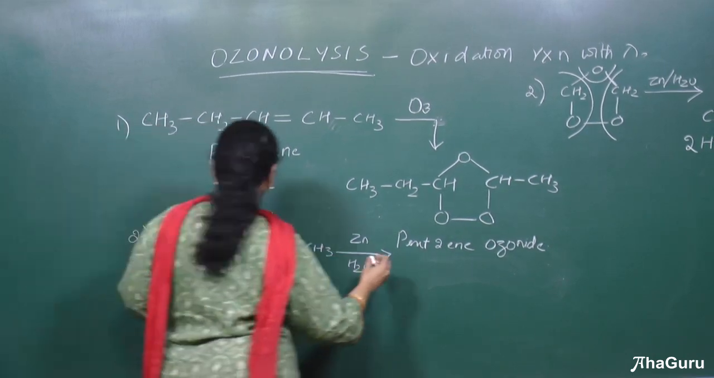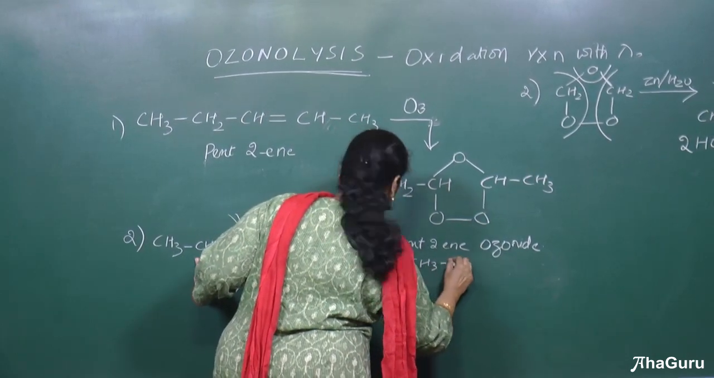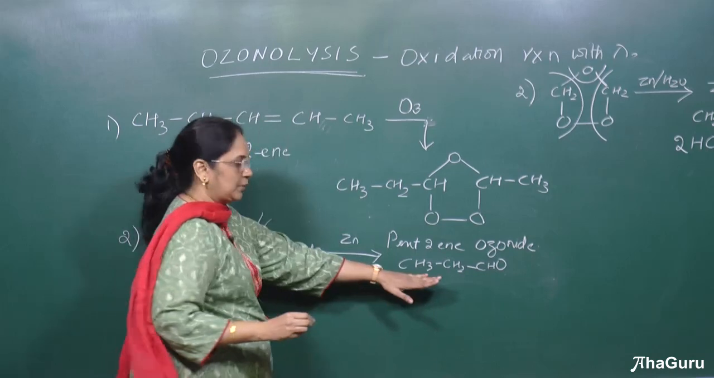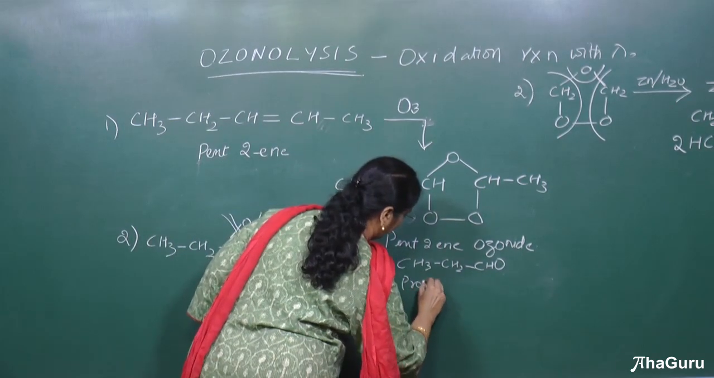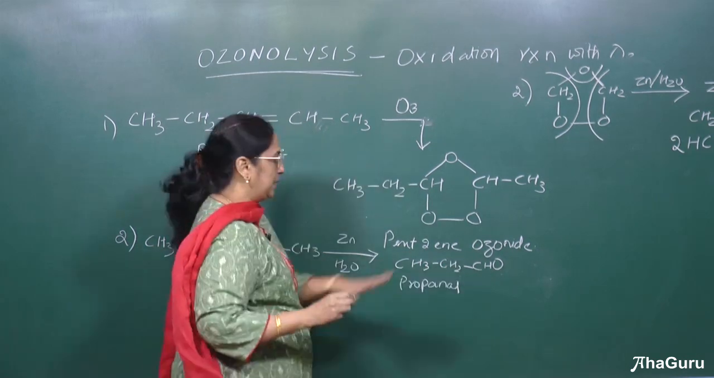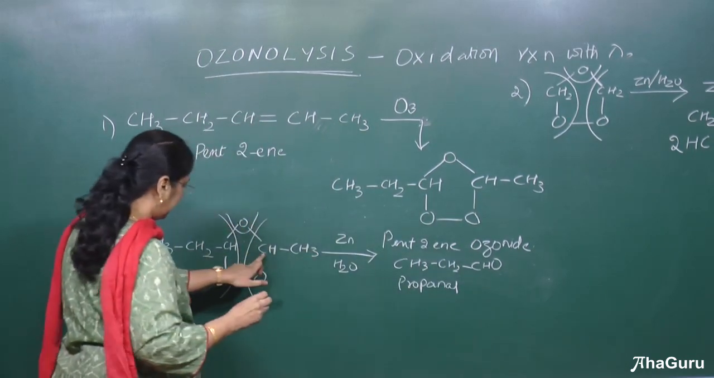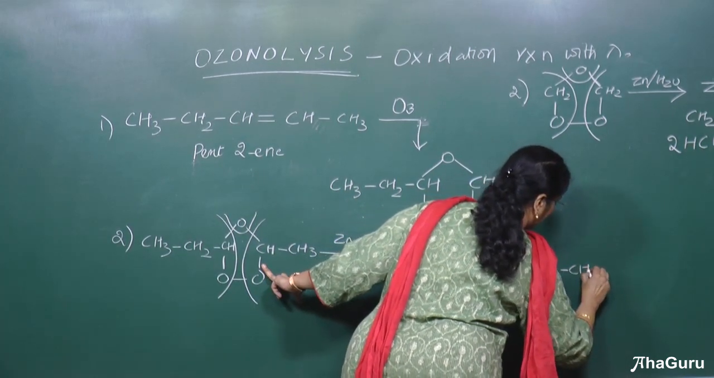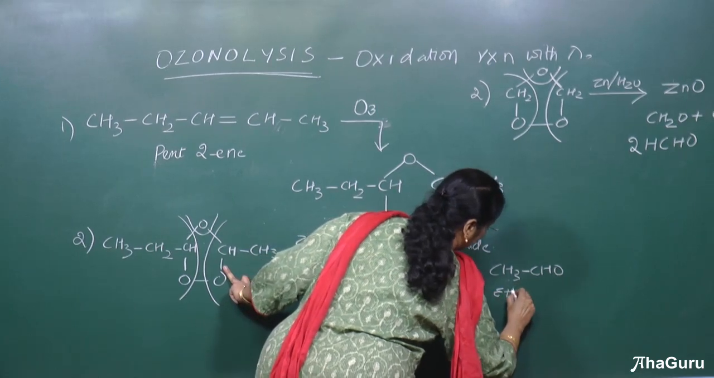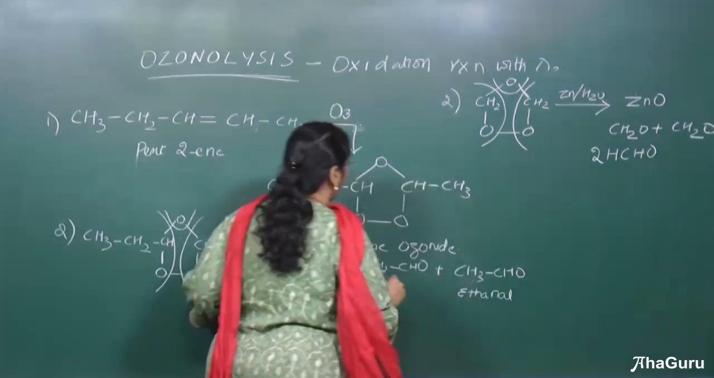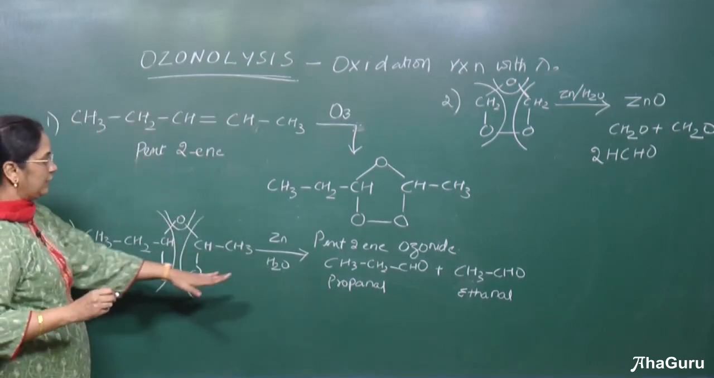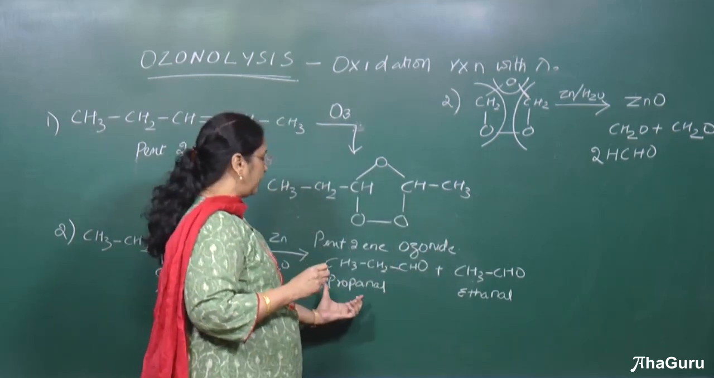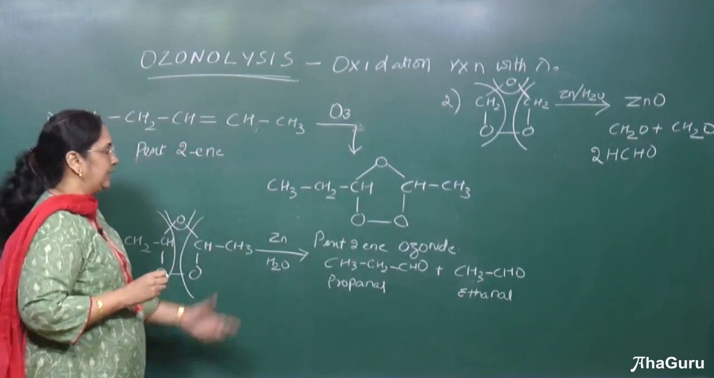two aldehydes, that is CH3, CH2, CHO. This is propanal, a 3 carbon aldehyde, plus I will take this aldehyde, that is CH3, CHO. This is ethanal. So, as we can see from the two examples, we can get either 2 moles of the same aldehyde, or we can get a mixture of aldehydes like in the case of the second example.